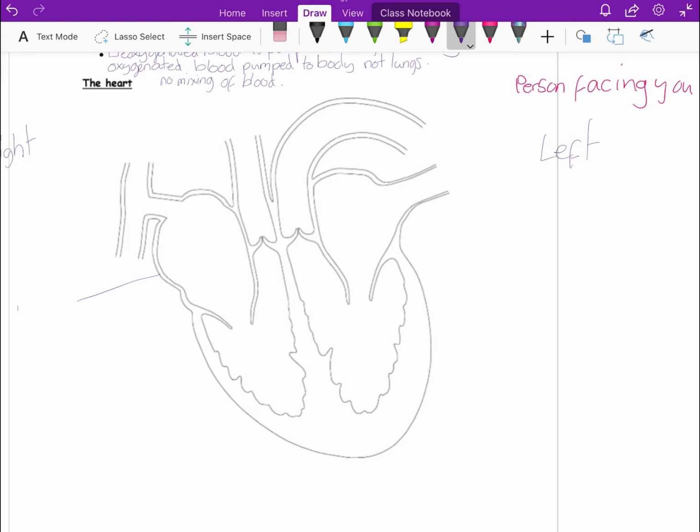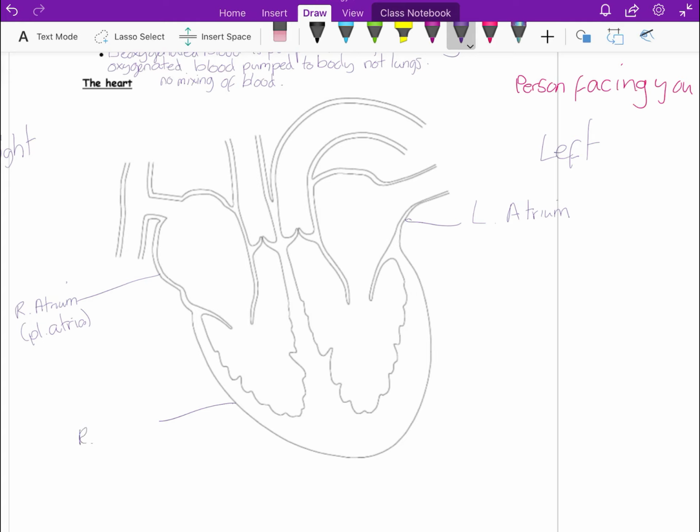Okay, we're going to start with labelling the four chambers of the heart. So we've got first the top two chambers, which are the atria. The singular of the word atria is atrium. So if you're just referring to, in this case, the right atrium, then you would say atrium. But if you were referring to both of them, then it would be atria. And then on the other side, we've got the left atrium.